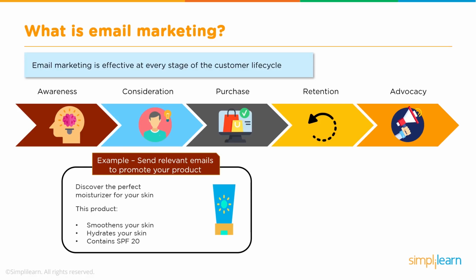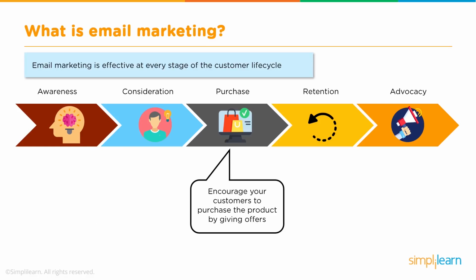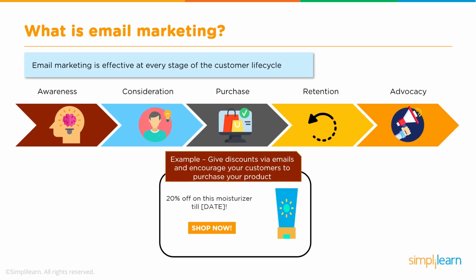So we can hit that person up with the perfect messaging. Let's talk about purchase, the next step in the life cycle. With purchase, we can send an email that encourages that customer to purchase our product by offering them something. Okay, by giving an offer. For example, we can give a discount. Discounts always tend to work.